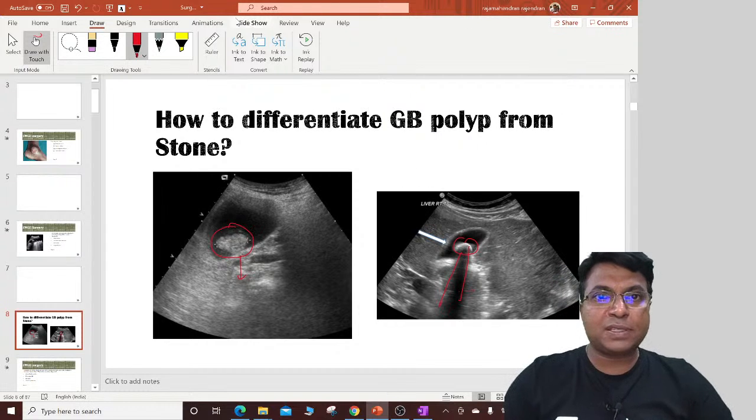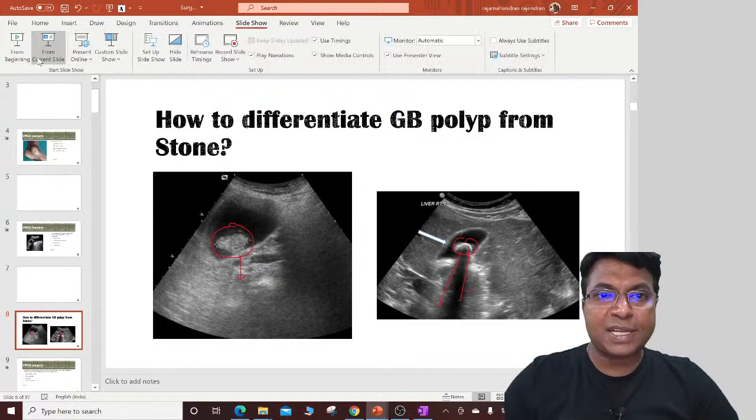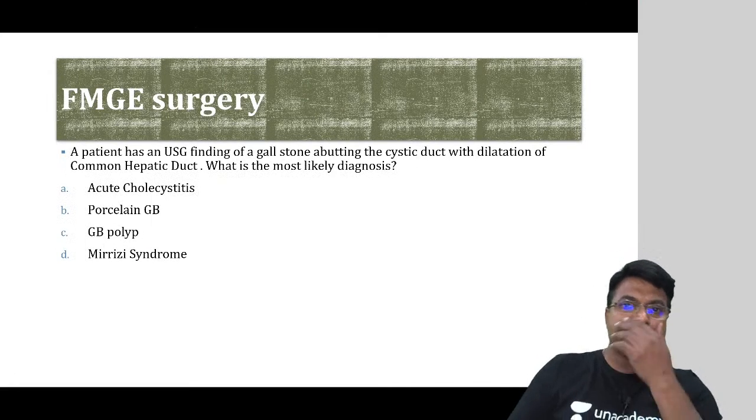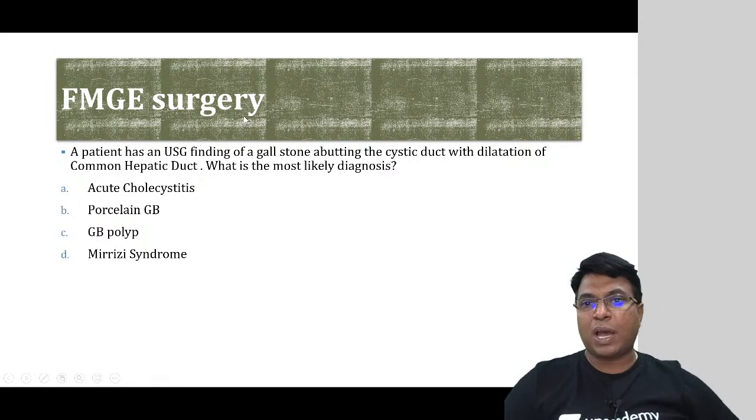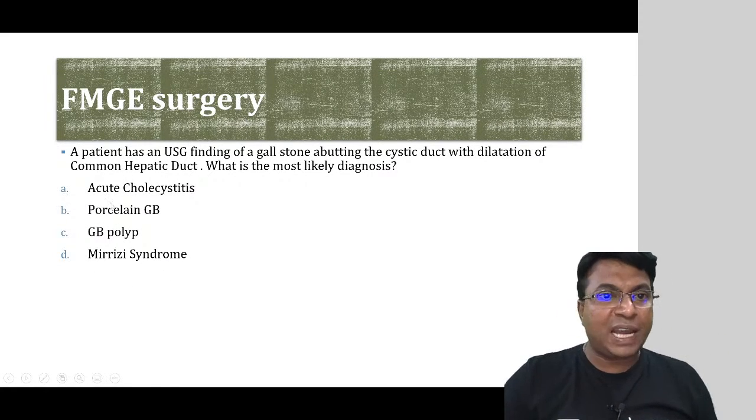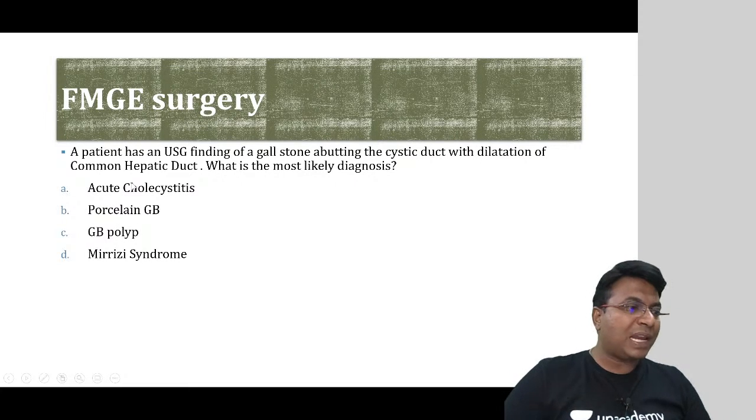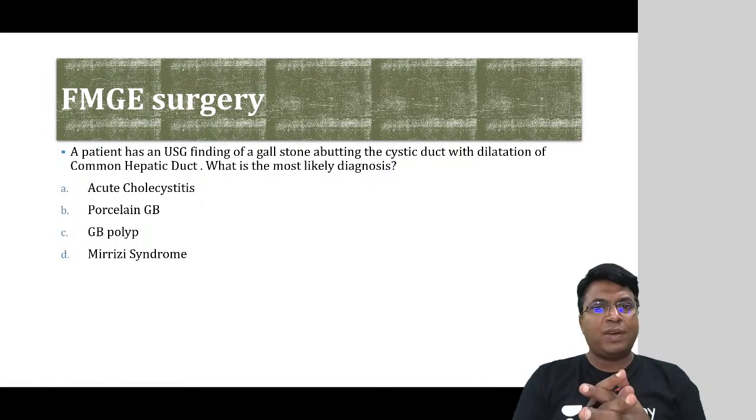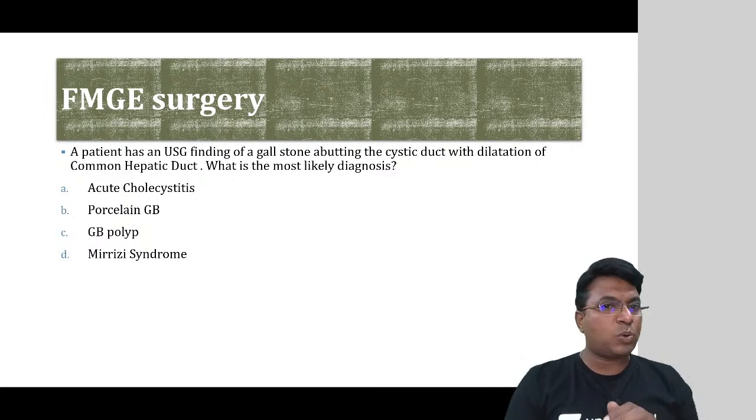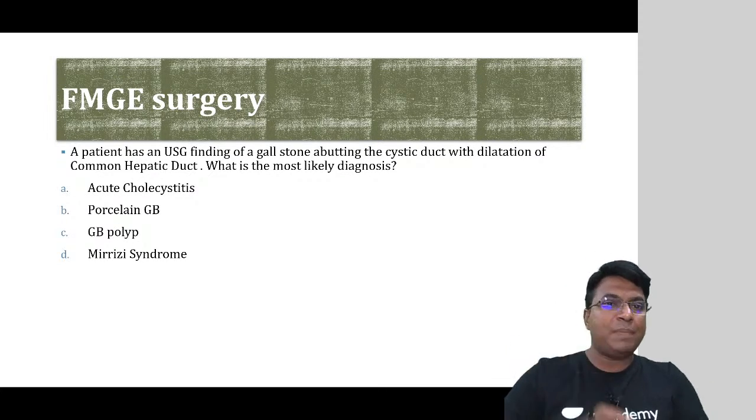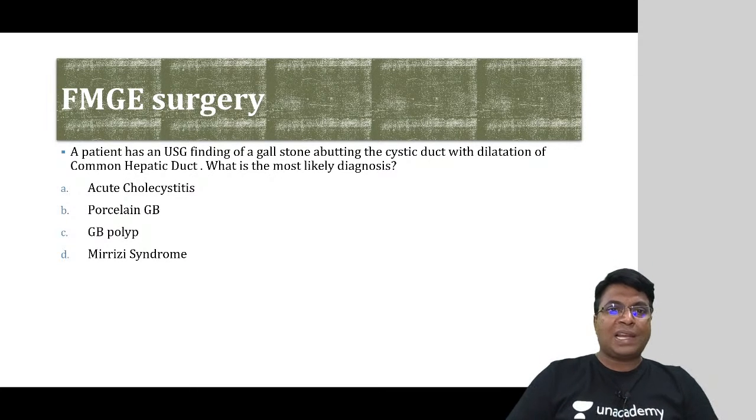Okay. So please find the answers. Very simple questions only asked in the exam. A patient has ultrasound finding of gallstone abutting the cystic duct with the dilatation of common hepatic duct. What is the most likely diagnosis? So all these questions are very basic, simple questions which are commonly asked FMG questions as one-liners. Once upon a time they would ask these questions as one-liners. Now they made it as small clinical based questions. That's all. So what is the most likely diagnosis of this case?